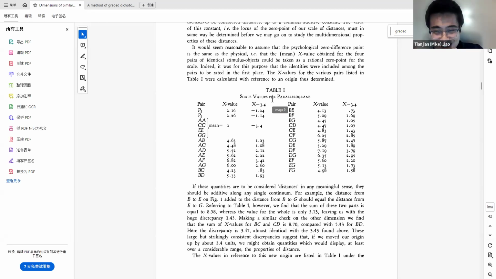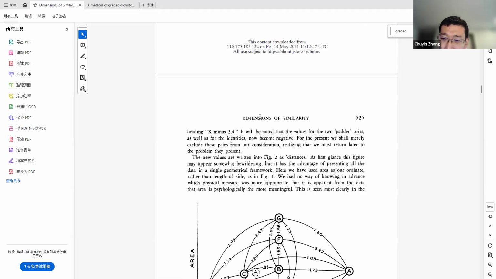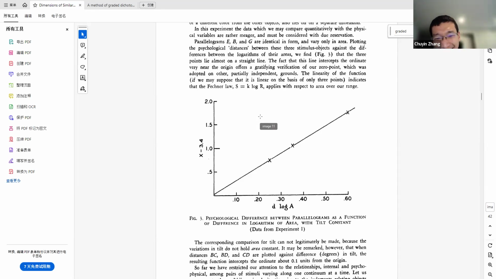Very interesting point. Yeah, because I don't really understand how and why this 3.4 is roughly a constant. So what the following figures mean, like figure 3 and figure 5, are unclear to me as well.